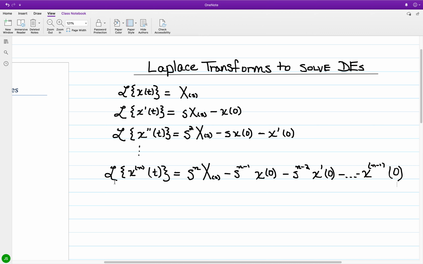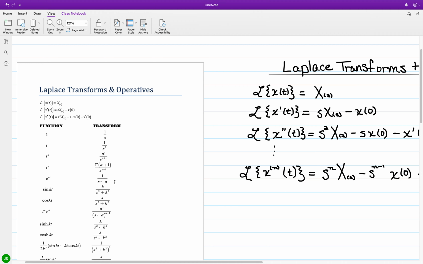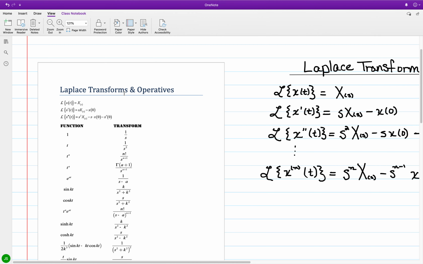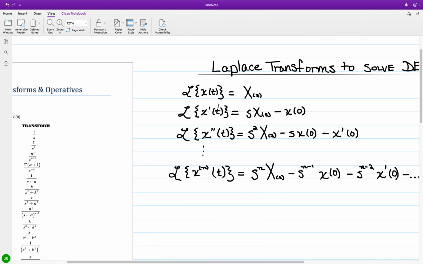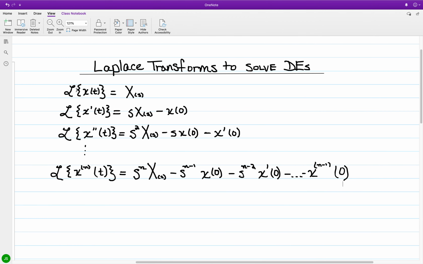Okay, now we're crossing over to the realm of using Laplace transforms and their inverses to solve differential equations. The introductory part is presented at the top of the page on Laplace transforms and derivatives. Just a breakdown: if you have a function x of t, its Laplace transform is going to be equal to, and we'll just call this Laplace transform, x of s.